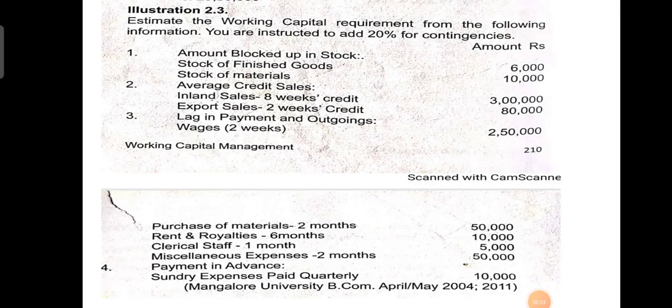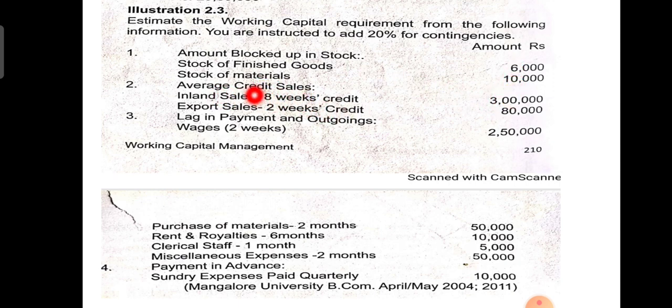Problem number 3: estimate the working capital requirement from the following information. You are instructed to add 20% for contingencies. So at last, to the net working capital you need to add 20% contingency. The information includes the amount locked up in stock. Stock includes finished goods and materials, 6,000 and 10,000.